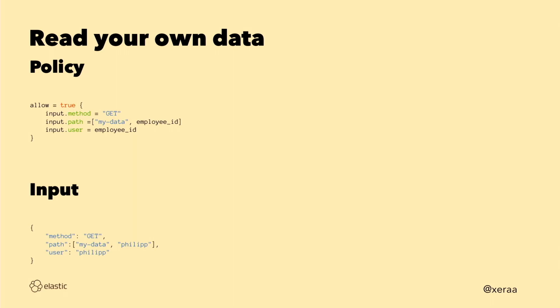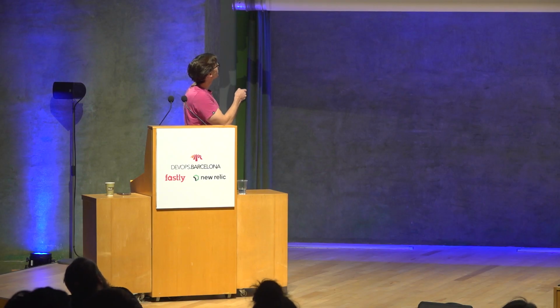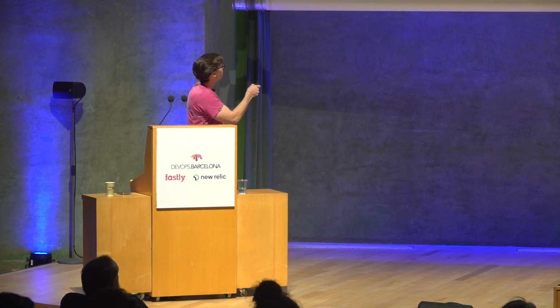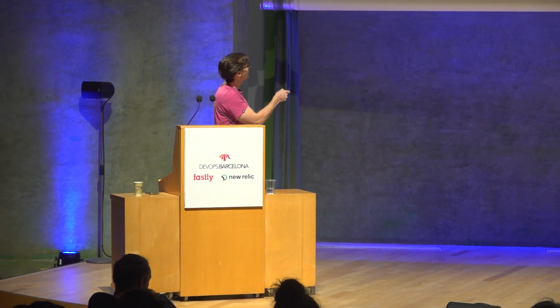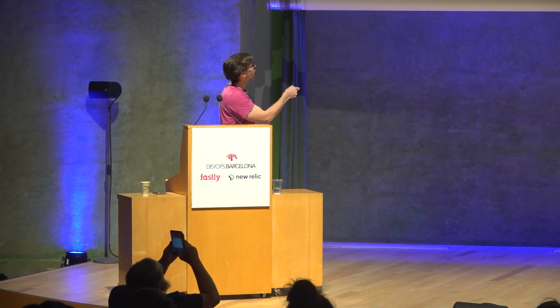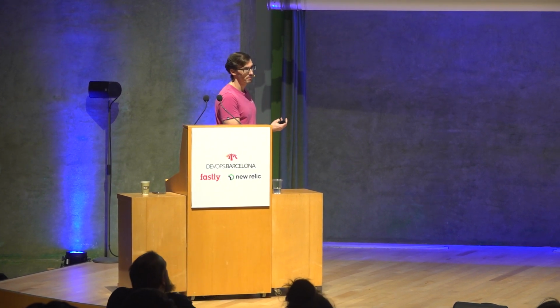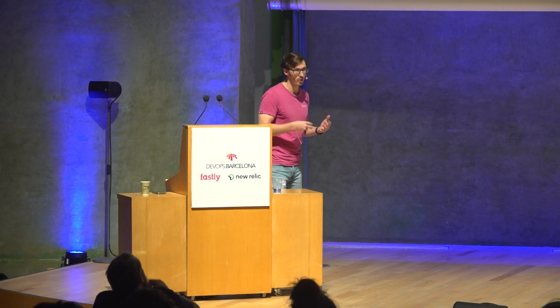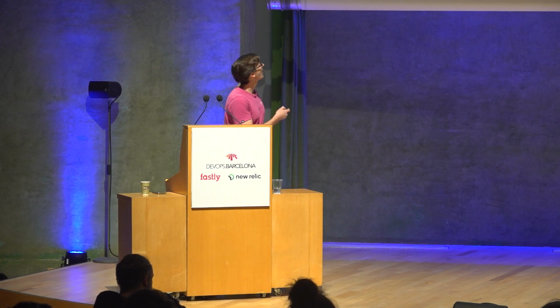This is the policy. And then the input: a get happens, the path to my data is Philip, and the user that requests the data is Philip. So these two match, and then we will return true. So I can access my home directory or my data. Another user cannot access my data. That's the general rule of what we are encoding here.